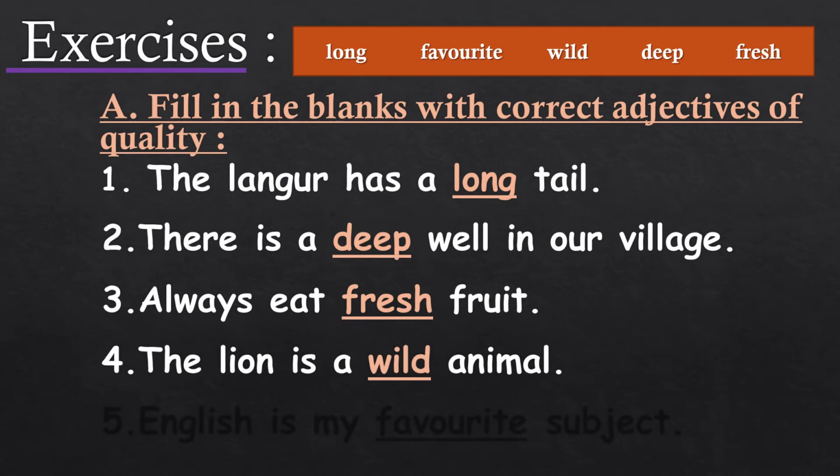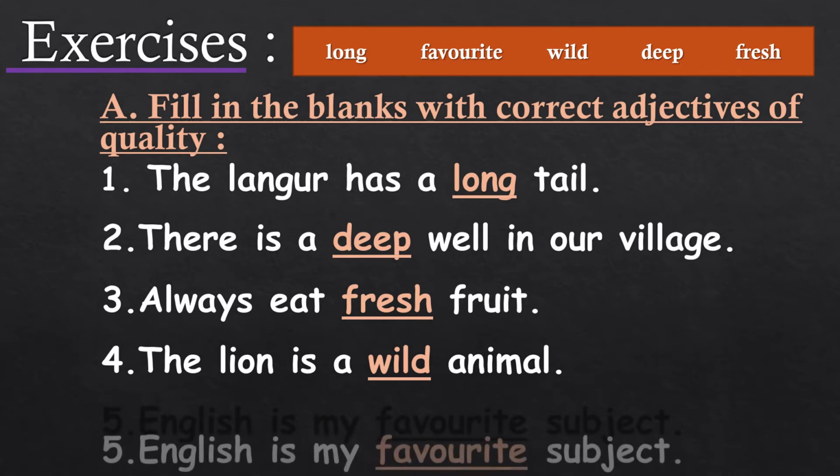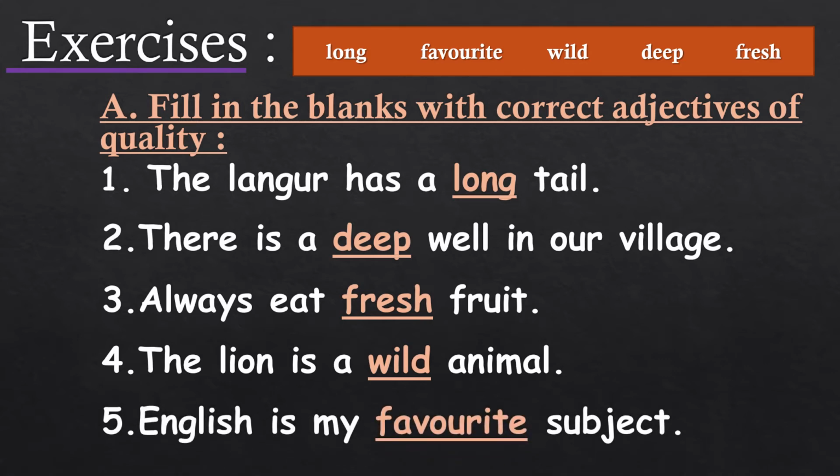Fourth, the lion is a dash animal. In this sentence, we use wild for the given blank. The lion is a wild animal. Last, English is my dash subject. Now, we will use favorite for this blank. English is my favorite subject.